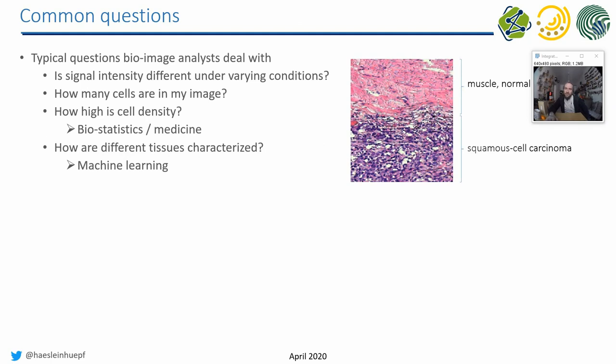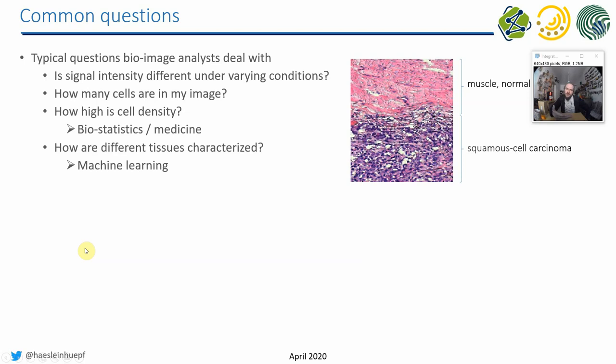Common questions bioimage analysts are answering are things like, how is the signal intensity under different conditions in my images? How many cells are in this image? How high is the cell density? And what can you, for example, know from different cell density? If you look at a histological image like this one, you can quite nicely differentiate the region where there are not so many nuclei and the region where there are many nuclei, and you can then say, okay, this is muscle tissue and this is a tumor. So this is very important especially for medicine in this particular case.